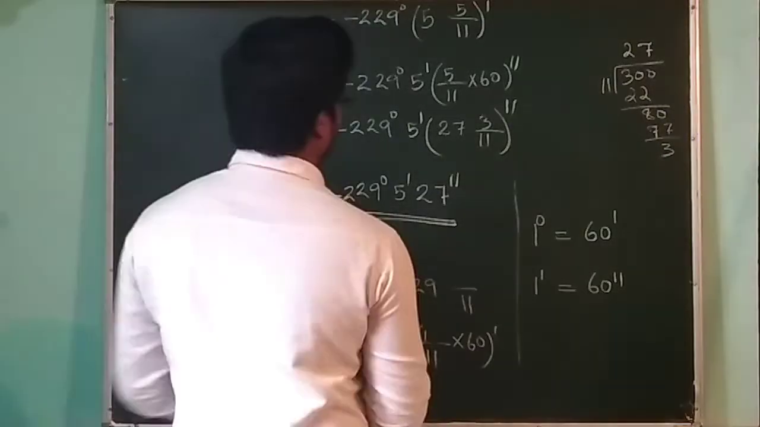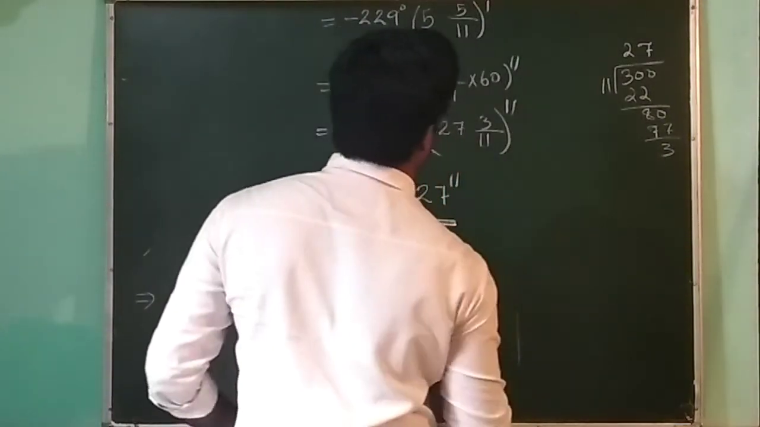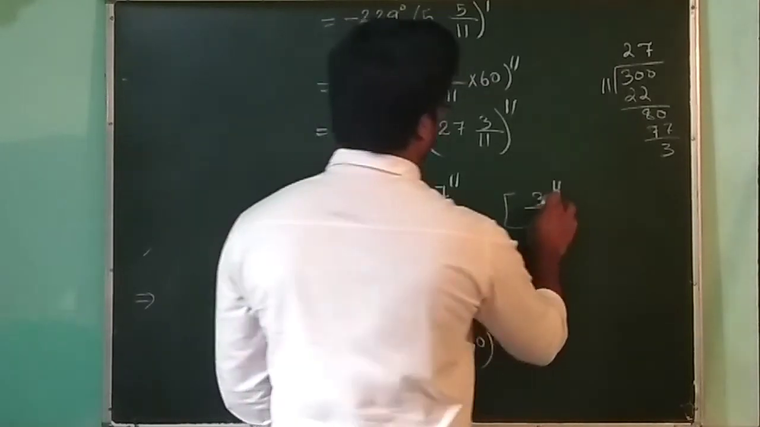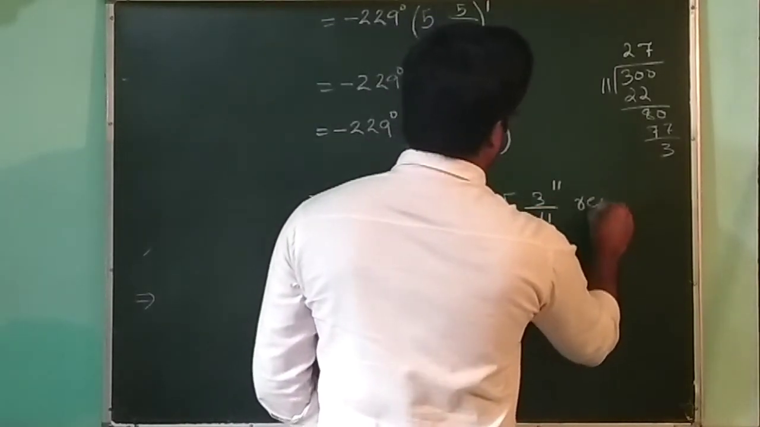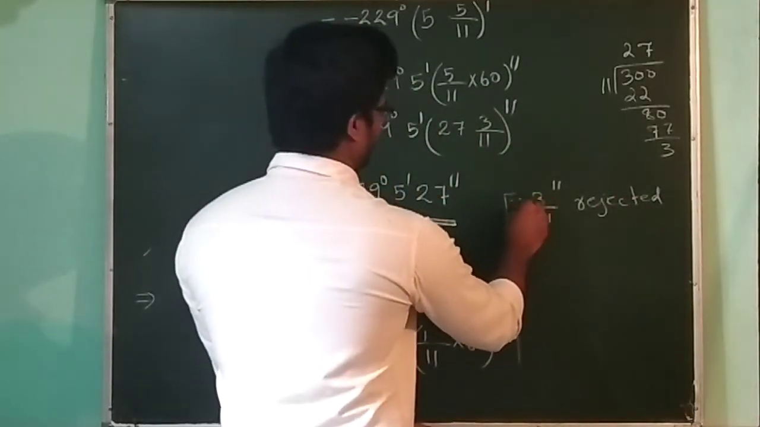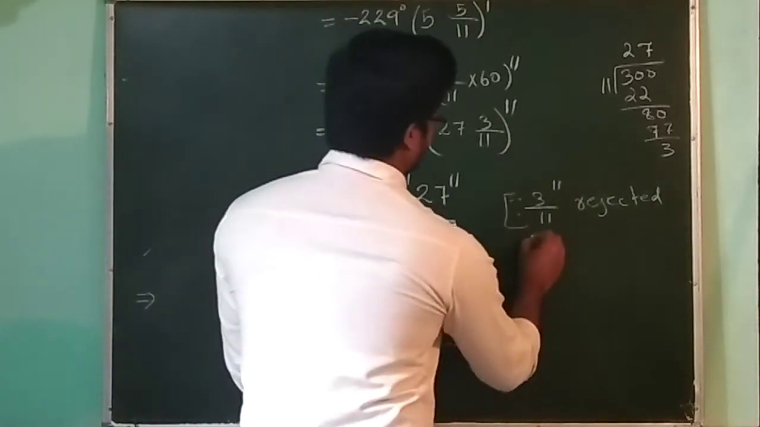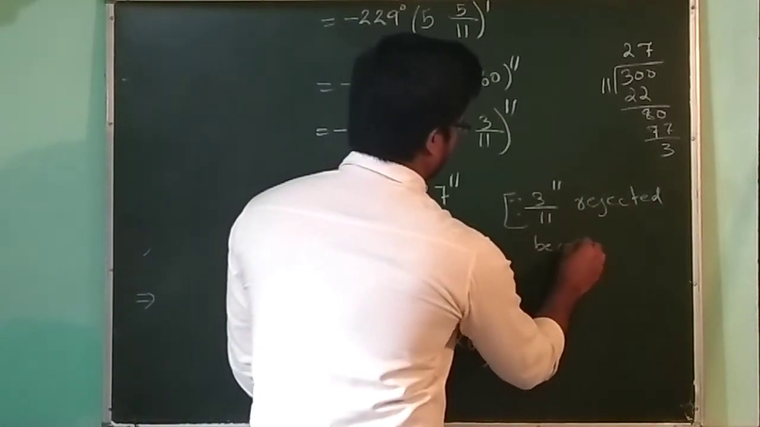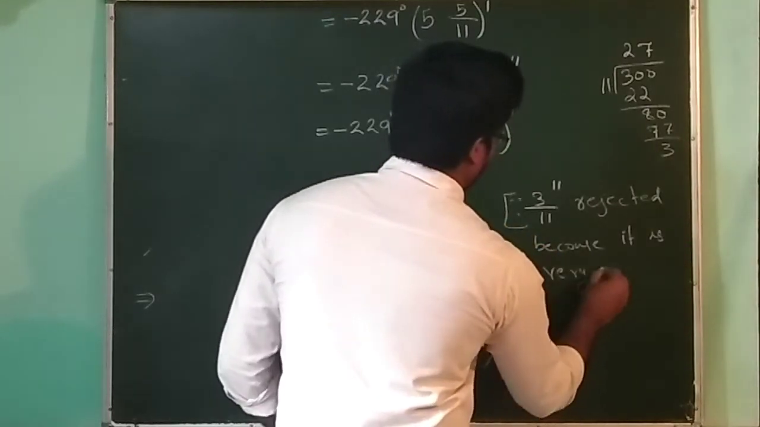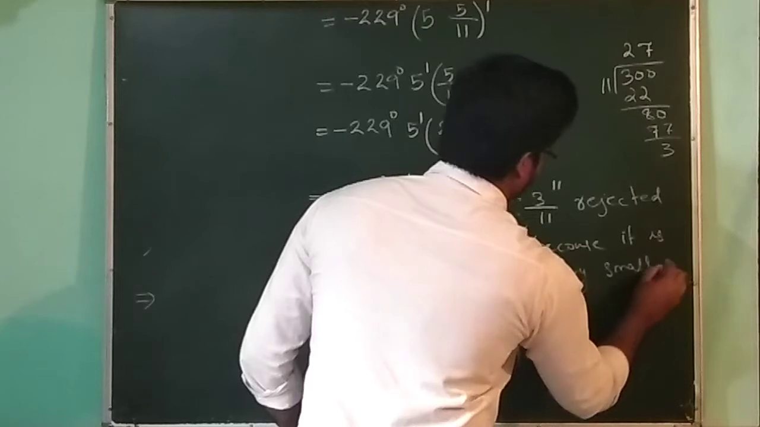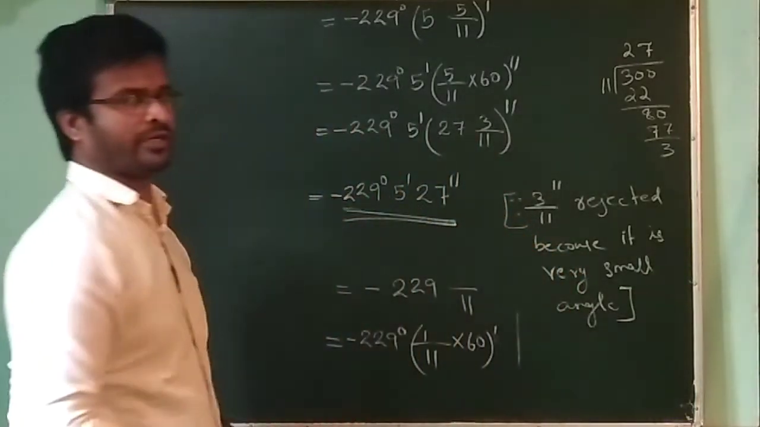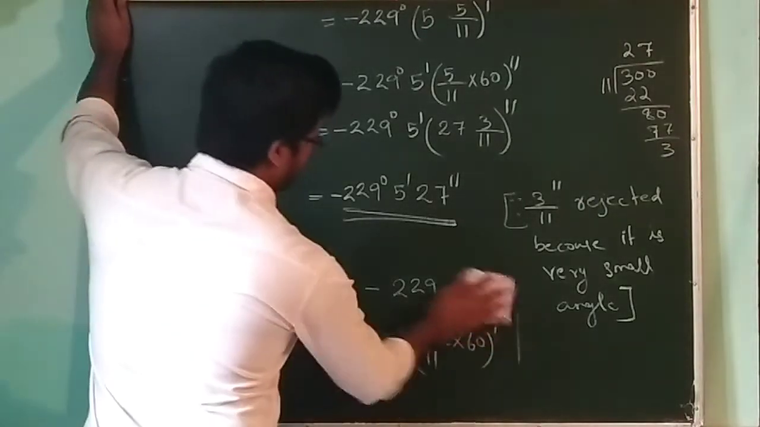Keep in mind this 3 by 11 second is rejected. It is only for understanding; at exam time there is no need to write it, because it is a very small angle. It is a very small angle, that's why we can leave that part.